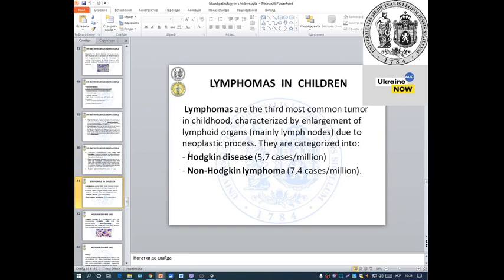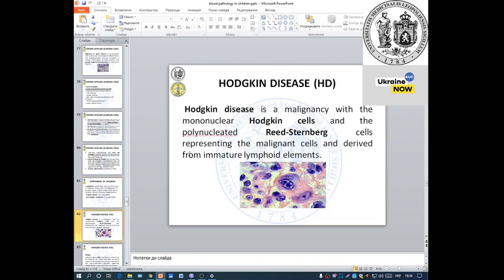The third most common tumor in childhood is lymphoma, which is characterized by enlargement of lymphoid organs, mainly lymph nodes, due to neoplastic process. There are two main types of lymphoma: Hodgkin disease and non-Hodgkin lymphoma. Hodgkin disease is a malignancy with mononuclear Hodgkin cells and polynucleated Reed-Sternberg cells, representing the malignant cells and derived from immature lymphoid elements.